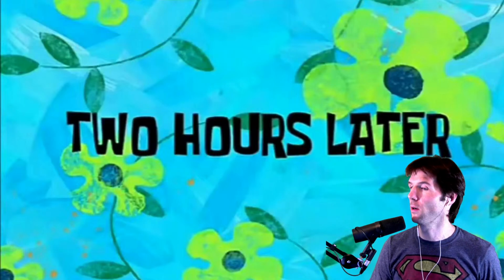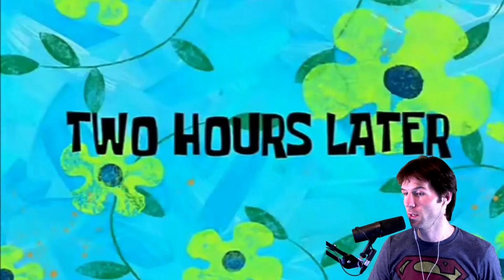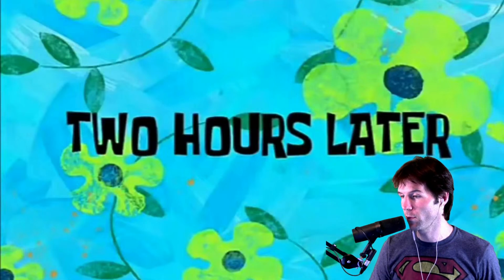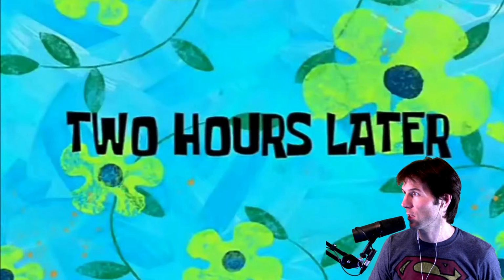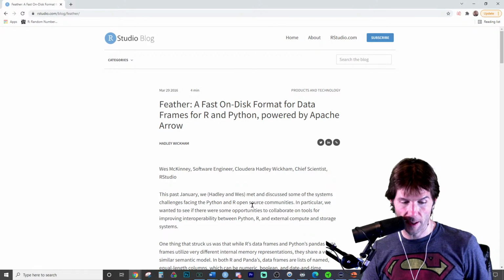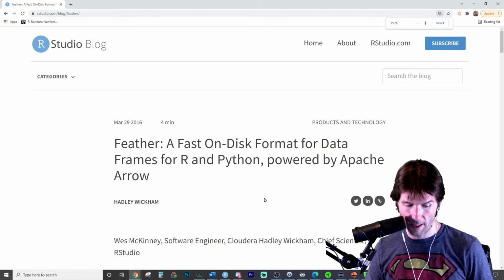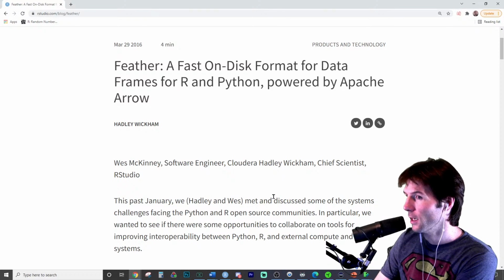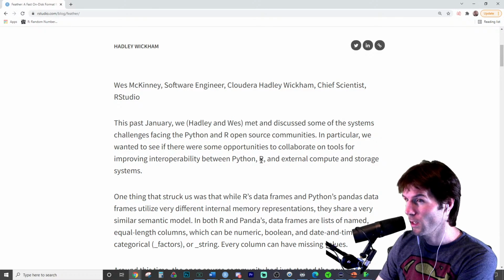Feather package in R. Pretty new. It looks like 2019. Feather, a fast on-disk format for data frames. So there's a blog on it over here. Let's go check out the blog information on this. Here you go. Powered by Apache Arrow. Hadley Wickham. Awesome job, Hadley. Hadley Wickham's chief data science engineer, something, might have said it wrong, at RStudio. Top stuff right here. We, Hadley and Wes. Who's Wes? I don't know Wes McKinney, not that I know Hadley.